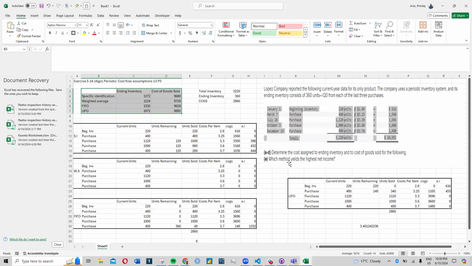Now, the most important things to remember are, how do you do specific identification? They will tell you where to get it from. Weighted average is pretty easy: total cost divided by total units to find the average price, and then you times it by the ending inventory to get the total ending inventory or the cost of goods sold. FIFO is basically first in, first out. Whatever comes in first goes out first. And then LIFO, whatever comes in last goes out first.